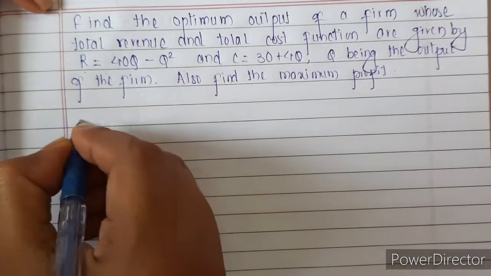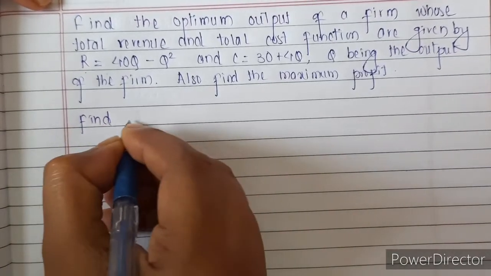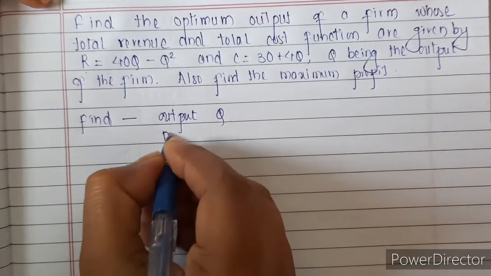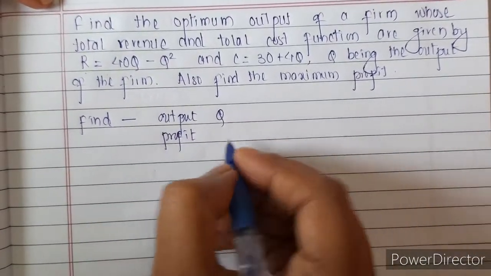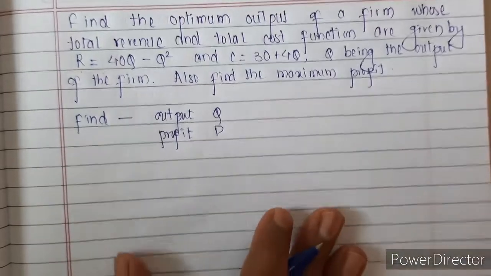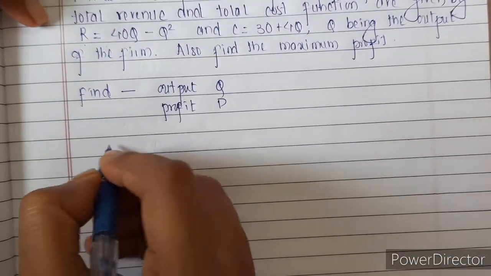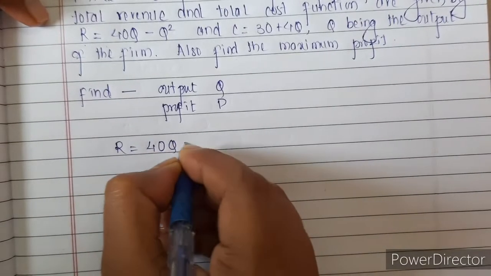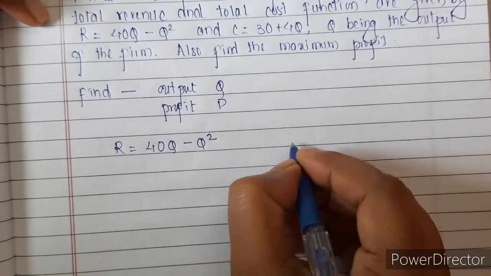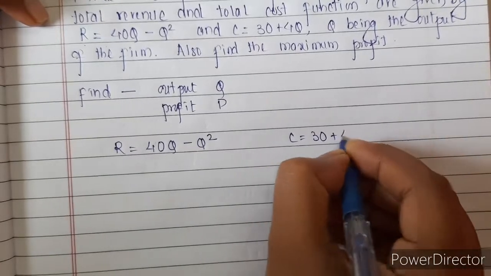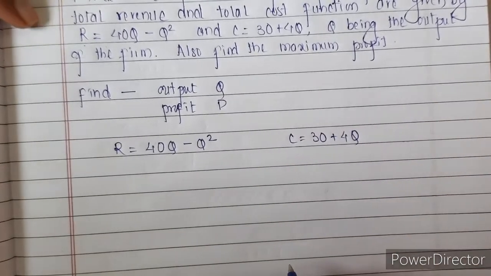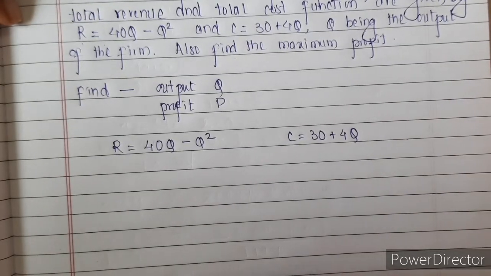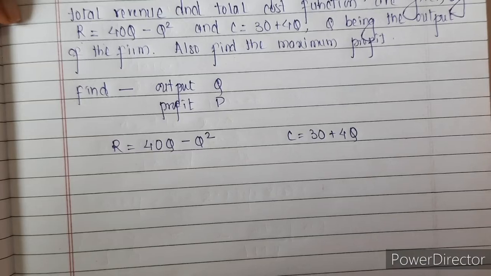So we have to find the output, that is Q, and next we have to find the profit of the firm, that is capital P. What is given? Given is revenue, that is 40Q minus Q square, and the cost function, that is 30 plus 4 times Q. Now we have to find the output and the maximum profit.